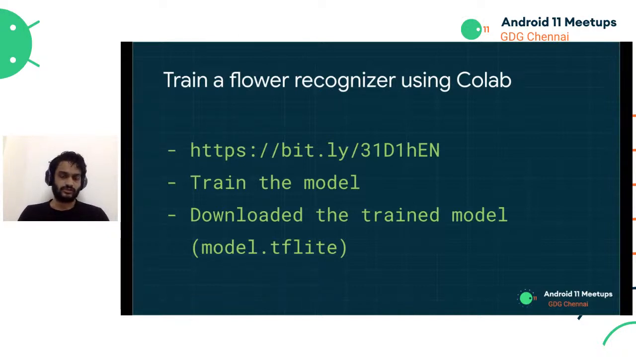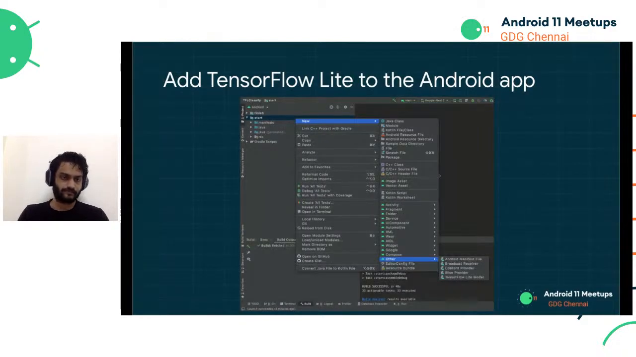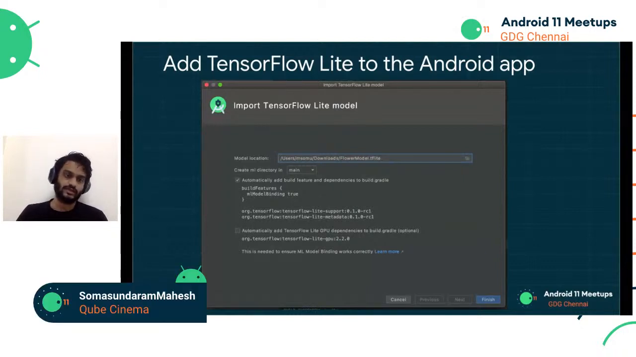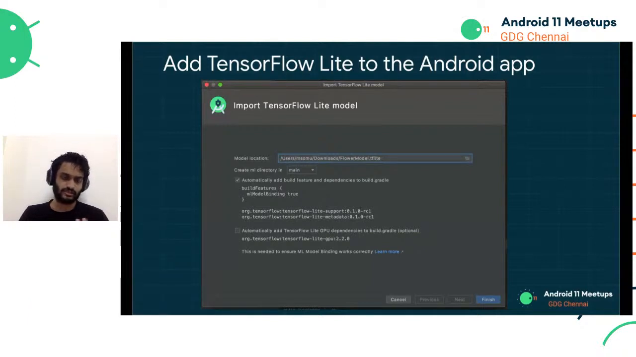Okay, so once you download this model on your Android project, what you can do is right click on your module, New, and under Other, you will see something called TensorFlow Lite Model. Once you click on it, you will see a dialog box like this, where you have to give the path of your downloaded model. Okay, in my case, it is going to be flower_model.tflite. Once you give the location of the model and you say Finish, it will automatically add the dependencies to the build.gradle, and also it will import this file.